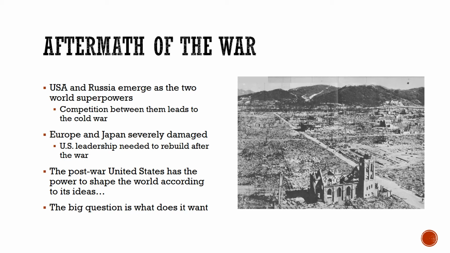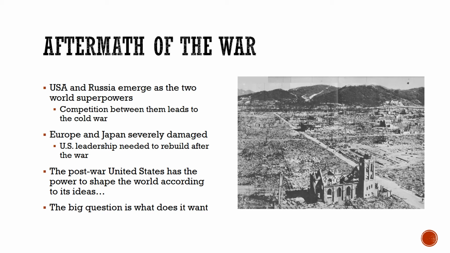In the aftermath of the war, the United States and Russia emerge as the 2 major world superpowers. And these guys are going to compete with each other to try and control the world. And this competition and distrust leads to the Cold War, which we'll spend a lot of time talking about. On the other hand, Europe and Japan are both totally damaged, and it's going to take a long time for them to return, and they're never going to be super powerful like they used to be.